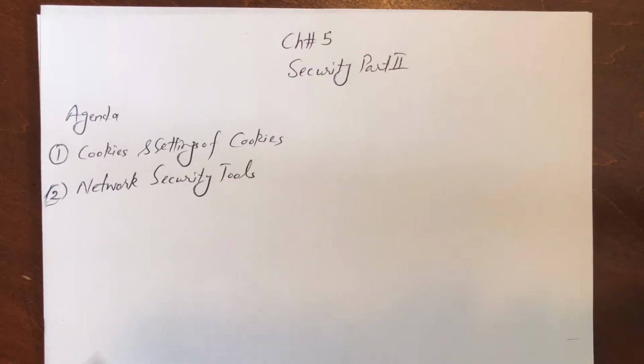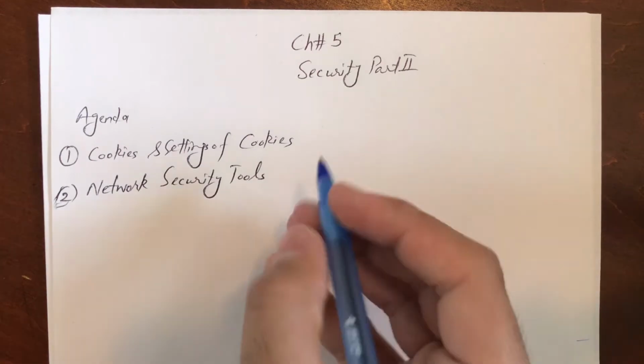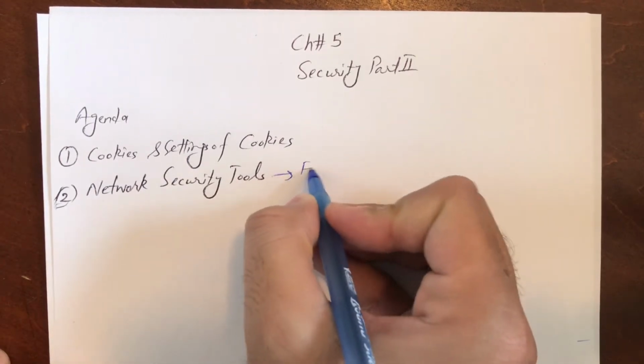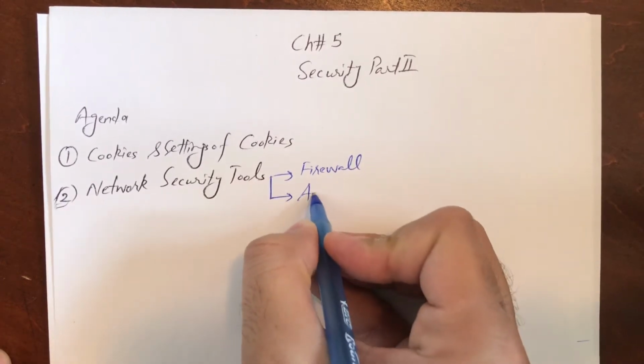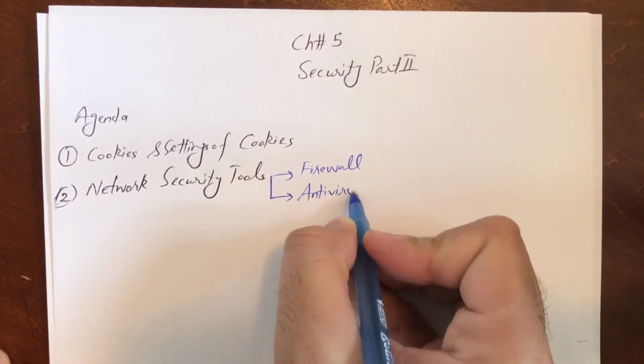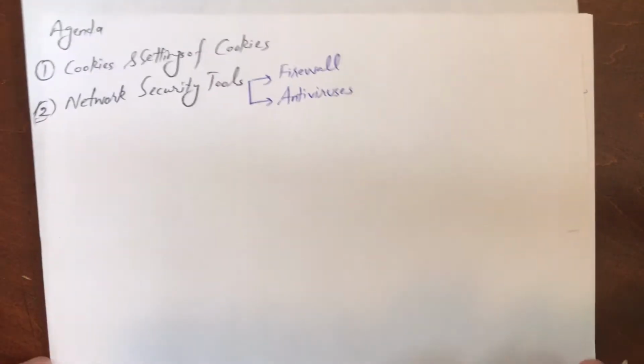So two things that we're going to talk about today: cookies and settings of cookies, privacy concerns of cookies, and we will also discuss network security tools as well. Specifically, we'll discuss firewall, and we will also discuss antiviruses, how exactly antivirus works and how firewall works. So let's start with the first agenda item, cookies.